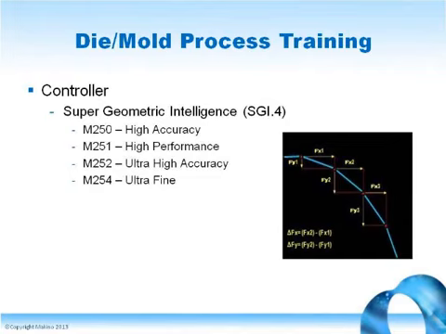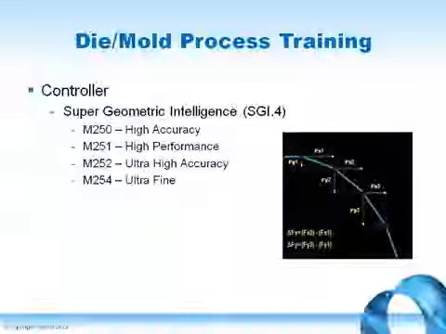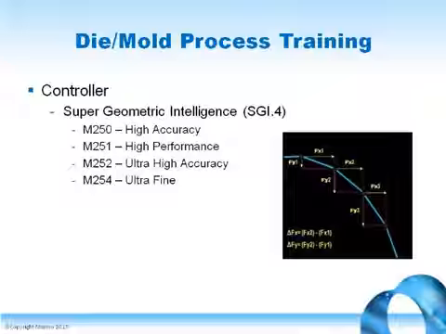SGI is a modal M code. It's programmed on a block by itself. The M codes that we can use are M250, high accuracy mode, which provides a good balance of machining time, surface finish, and dimensional accuracy. M250 is the default mode on the machine.